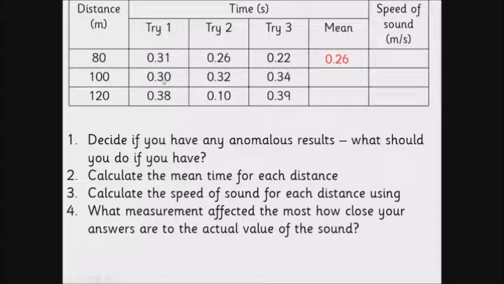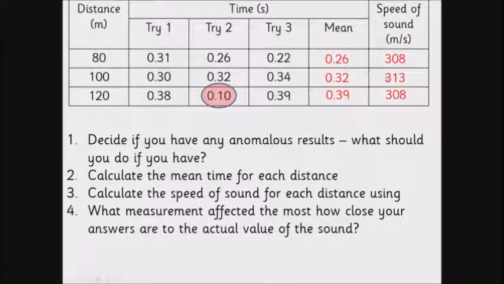For the 100 metre line, 0.30 plus 0.32 plus 0.34. Add them up, divide by 3 gives 0.32. This one has an anomaly, so we don't want to include that in our mean. So we go 0.38 plus 0.39 divided by 2. I've rounded it up to 0.39. Using our equation, we can just work out speed. We'd say speed is the distance divided by the average time, and we could come up with 3 values for speed.